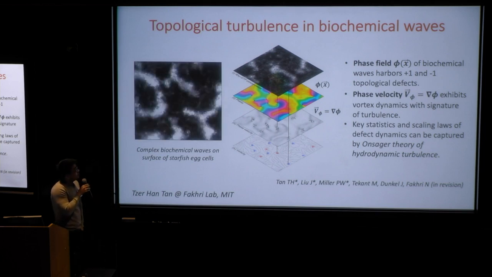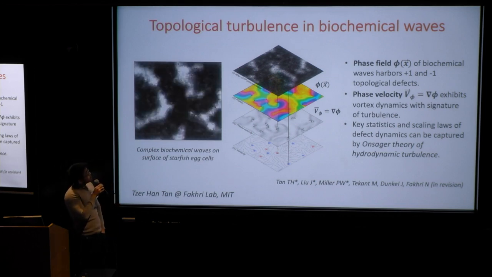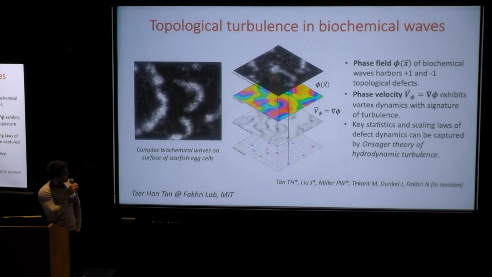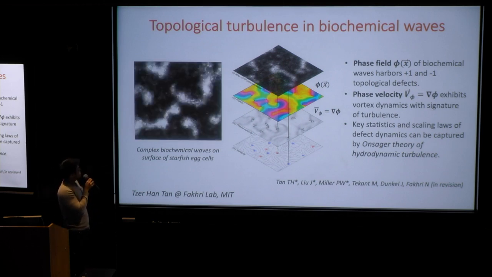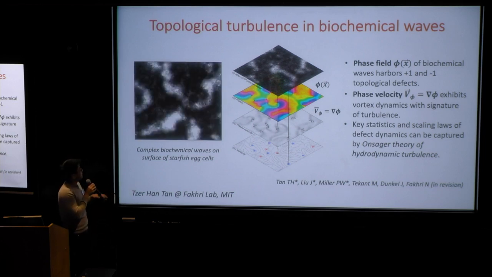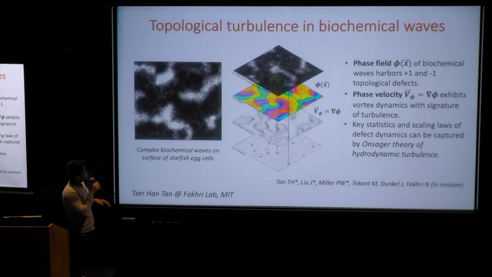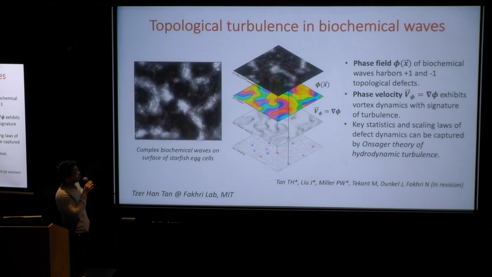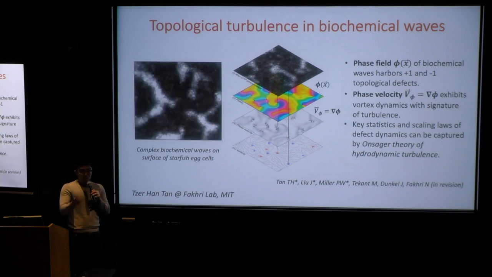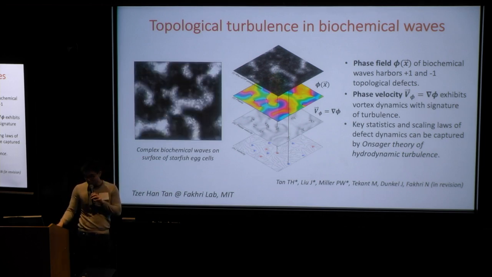And in my poster, I'm going to tell you a little story, a recent story about topological turbulence in biochemical waves. So the system that we're looking at is these biochemical waves that happen on the surface of starfish egg cells. So it's a biological system that shows biochemical waves. And what is interesting about these biochemical waves is that if you look at the phase field and the phase velocity field of these chemical concentration waves, you actually see signatures of turbulence.